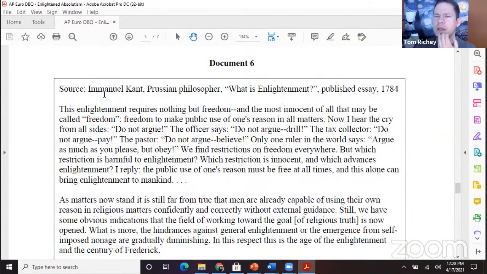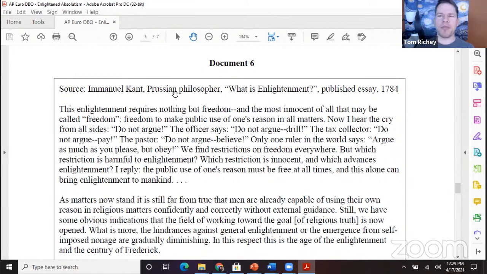Now, when we look at document 6, the enlightenment requires nothing but freedom, and the most innocent of all may be called freedom. Freedom to make public use of one's reason in all matters. Now I hear the cry from all sides, do not argue. The officer says, do not argue, drill. The tax collector, do not argue, pay. The pastor, do not argue, believe. Only one ruler in the world says, argue as much as you please, but obey.